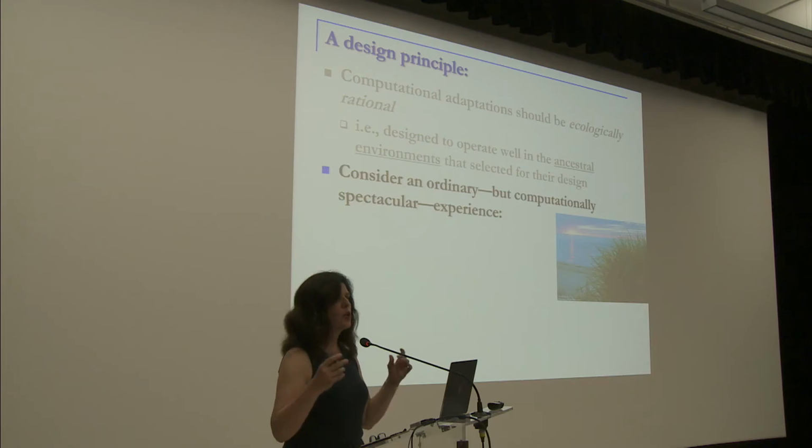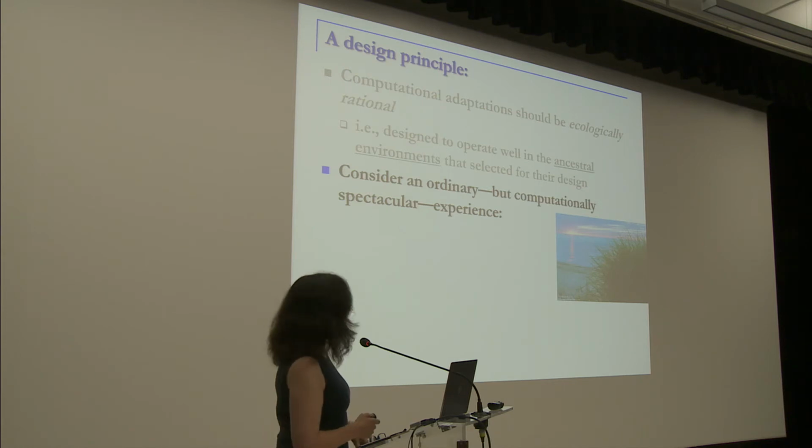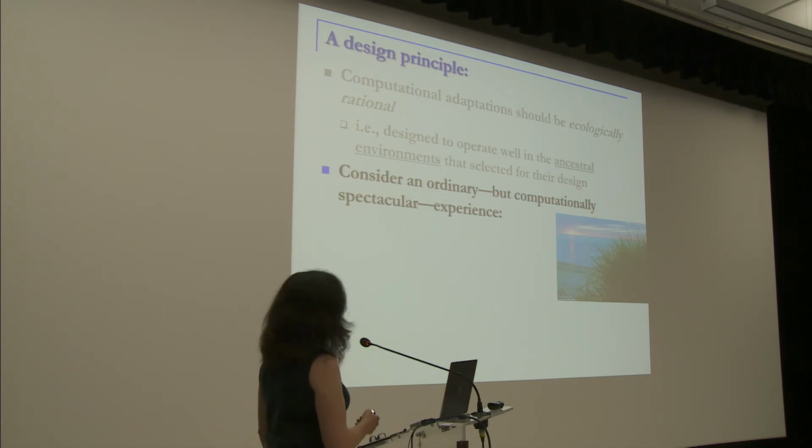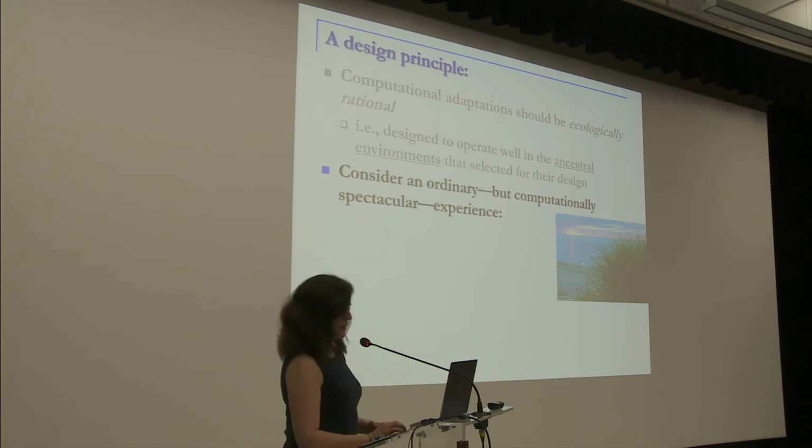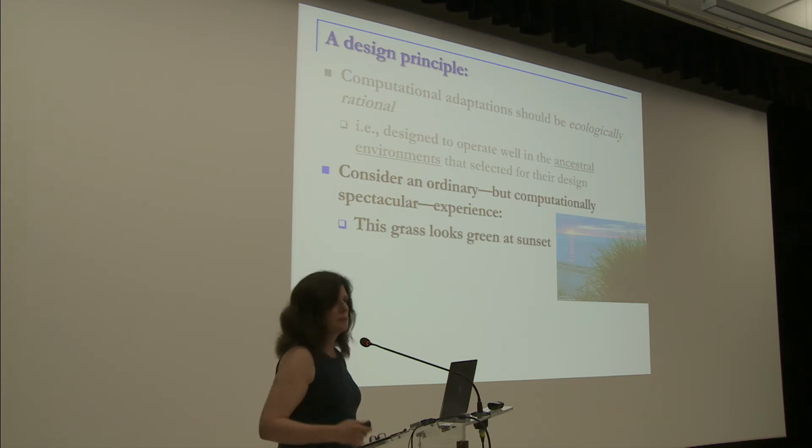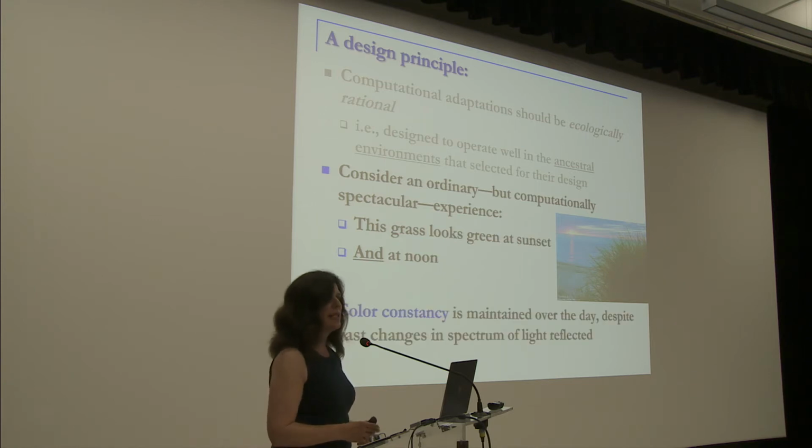Now consider this incredibly ordinary but computationally spectacular experience. Looking at, oh, you can't see this. Right here, the grass looks green at sunset and at noon. Color constancy is maintained over the day, despite vast changes in the spectrum of light that's reflected off the grass. Because color vision evolved for daily variations in solar illumination from our sun on our Earth.